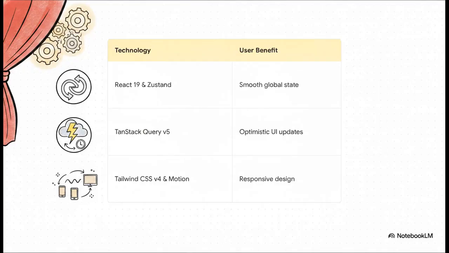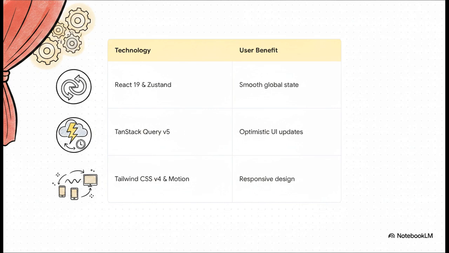So how is this actually built? Let's pull back the curtain on the engine because the front-end tech stack is just a masterclass in modern web development. You've got React 19 paired up with Zustand, delivering an incredibly smooth, reactive global state. Then TanStack Query version 5 is in there, handling the network syncing. That gives you lightning-fast, optimistic UI updates, which basically means when you rename a file, the UI updates instantly for you without waiting for a server reload.